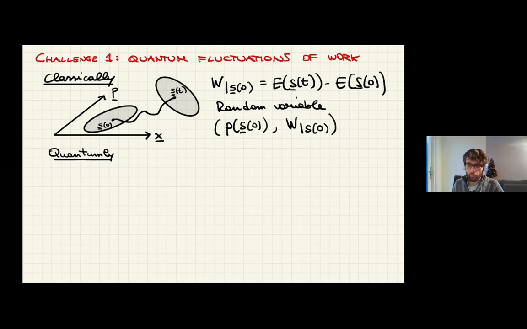Now, let's see what happens quantumly. Quantumly, you immediately have an issue, which is that at the initial time, the energy may not even be defined. Because you see that what we're doing in the previous definition is to take the energy difference between the final and the initial state. So energy at t equals 0 may be undefined.